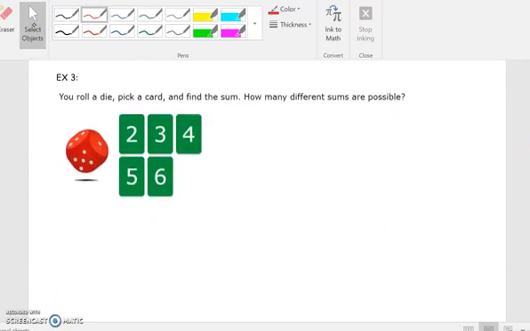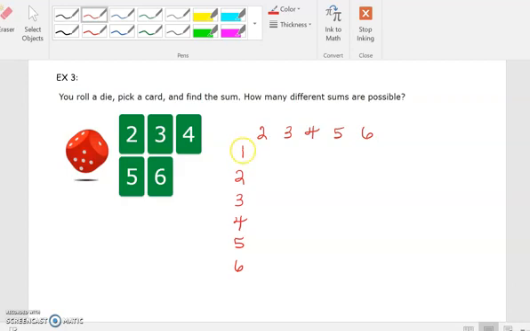Example number 3. We're doing things a little different in example number 3. You're going to roll a die, you're going to pick a card, and then you're going to find the sum. How many different sums are possible? So let's make a chart on this one. If we're rolling a die, we could roll the numbers 1 through 6. And picking these cards, we could pick a card that's a 2, a 3, a 4, a 5, or a 6. So let's find the sum of each possibility.